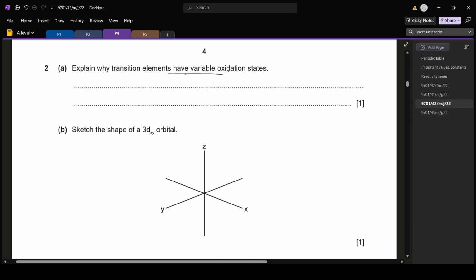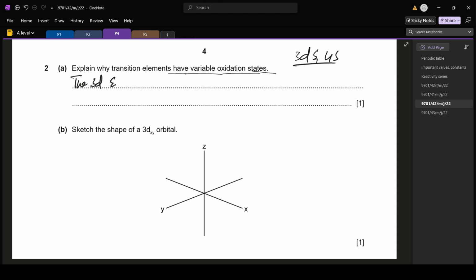Explain why transition elements have variable oxidation states. Why do they have variable oxidation states? Because the 3d and 4s orbitals are similar in energy. They have a very small difference in their energies. So we will write the 3d and 4s subshells or orbitals are similar in energy.